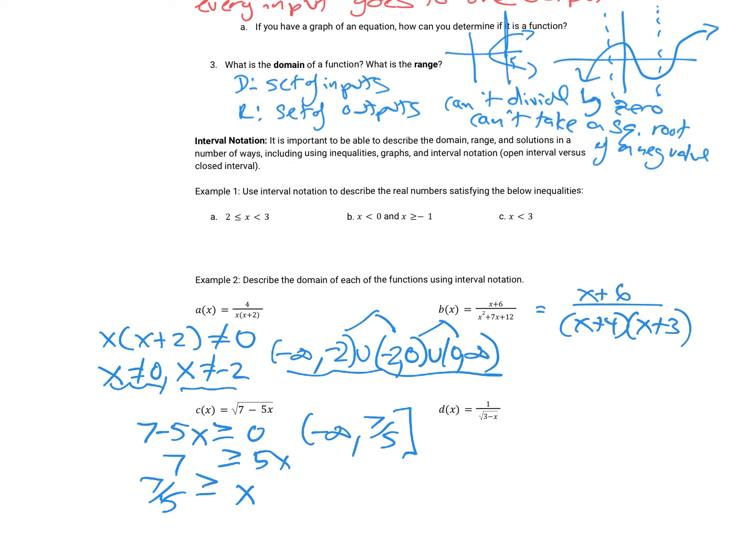D of x is super similar. I've got this square root and a variable inside, but because the square root is in the denominator, I wouldn't set it greater than or equal to 0. I would just say greater than 0, because remember, I can't divide by 0. So x is less than 3. Putting that in interval notation, -infinity to 3 with a parenthesis instead of a bracket.